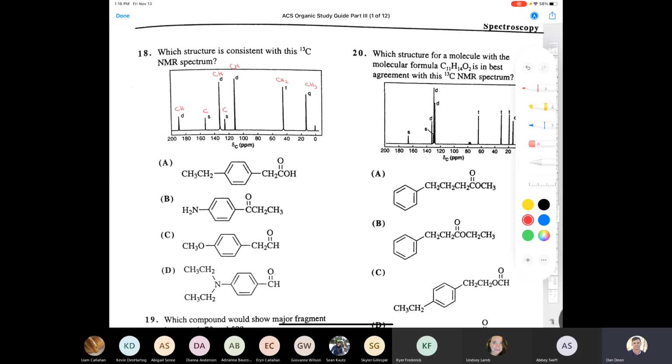Does anybody have an idea about this one? Number 18. Okay, somebody says D. Well, let's take a look at it. First thing I noticed is that all the answers, they're all para-substituted, aren't they? Every last one of them is para-substituted.